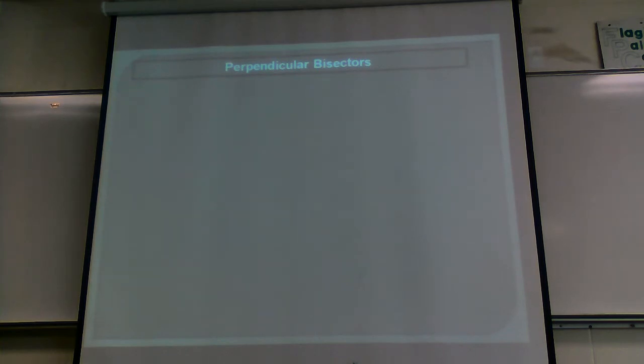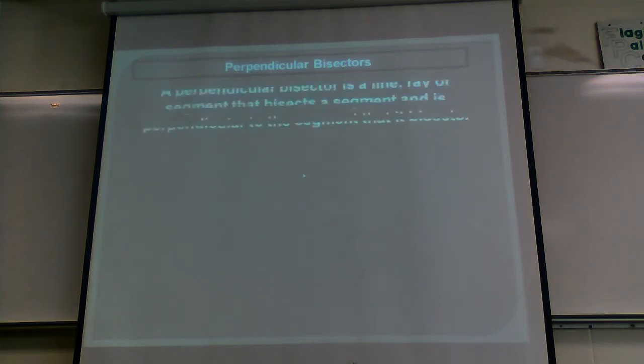First thing, just to remind you: a perpendicular bisector would be anything that will bisect a segment and at the same time create a right angle. So that's the whole name of it. Perpendicular means you're creating a right angle, bisect means you cut it in half.